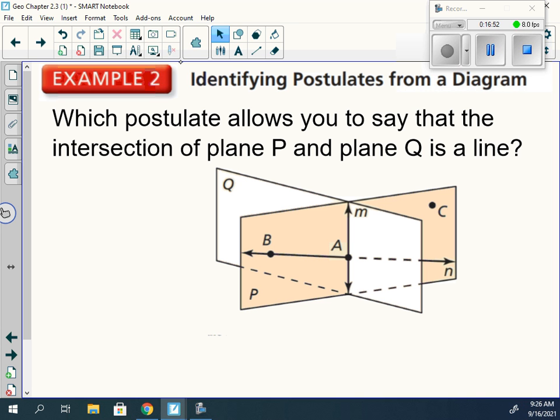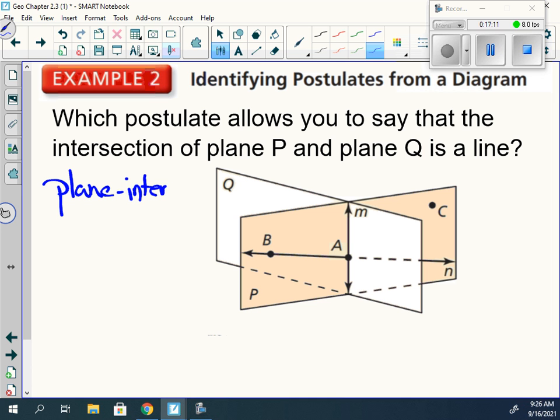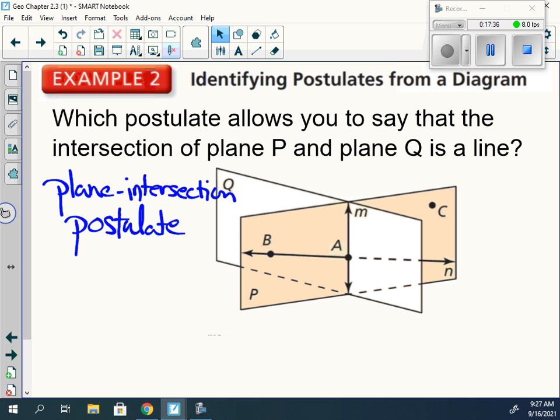Which postulate allows you to say that the intersection of plane P and plane Q is a line? The plane intersection postulate. If 2 planes intersect, then their intersection is a line. Questions on this here?